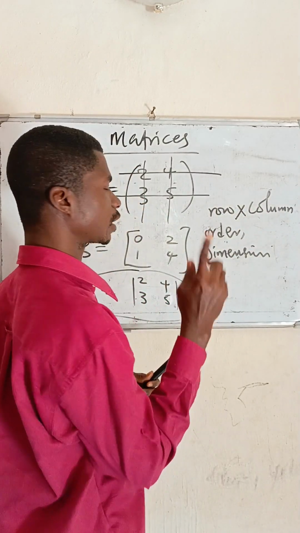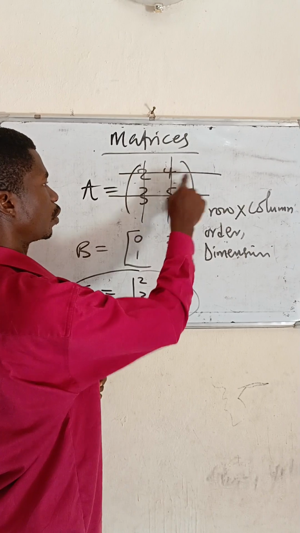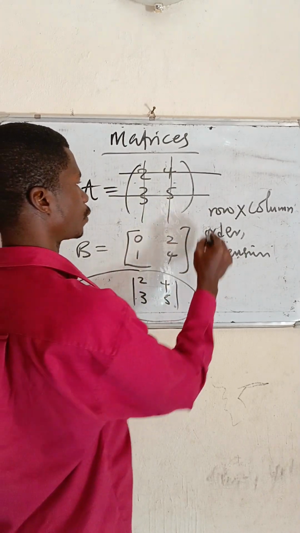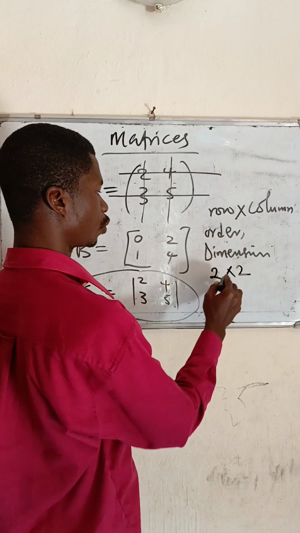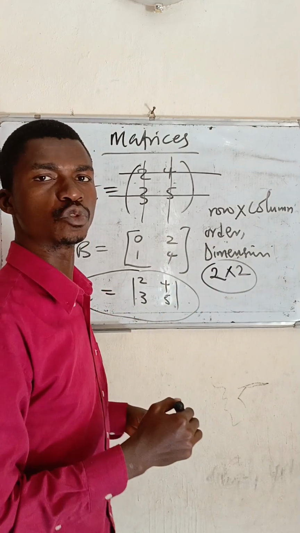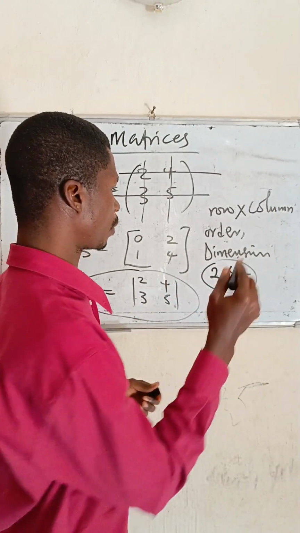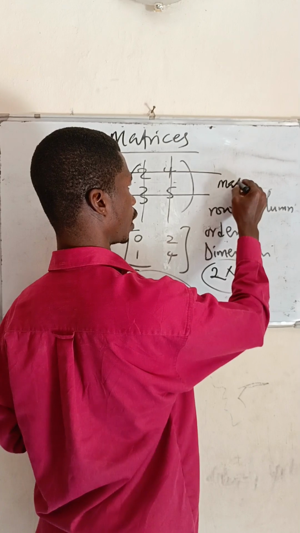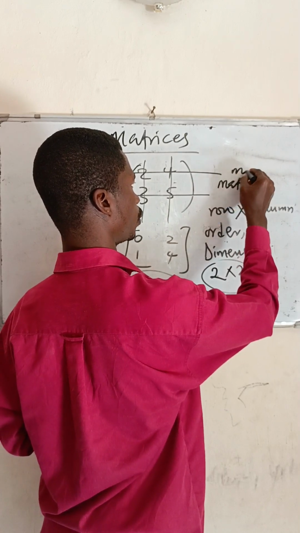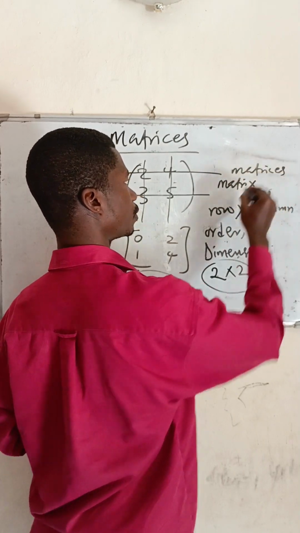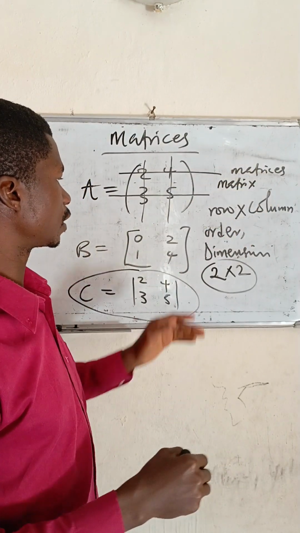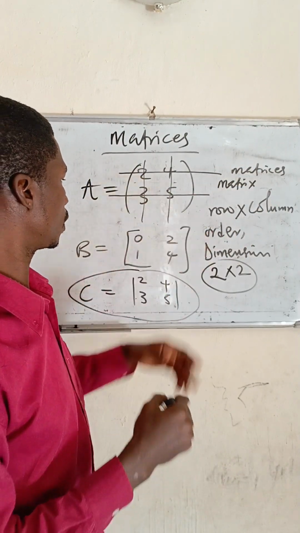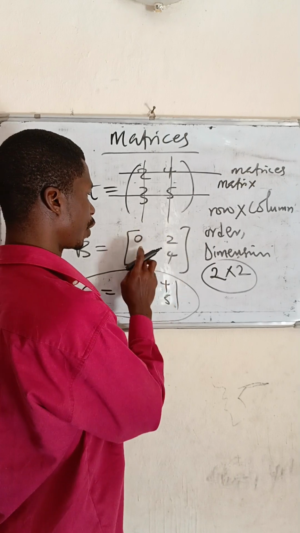But in the normal sense, look at how we read it here. How many rows do we have here? We have 2. How many columns do we have here? We have 2. So we call this a 2 by 2 matrix. Now, please, this is the singular and this is the plural: matrices.